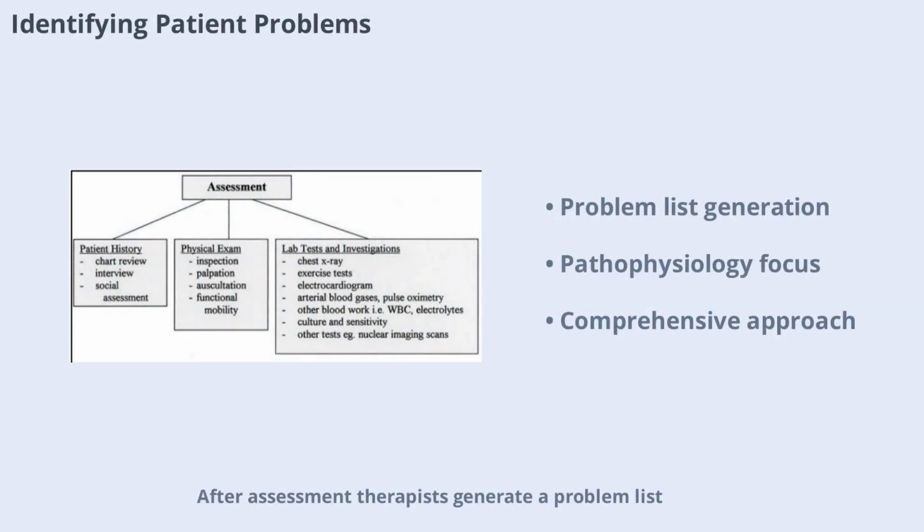After assessment, therapists generate a problem list. This list includes issues directly related to the patient's pathophysiology that can be improved with physical therapy, as well as other concerns that may affect recovery. Examples include poor gas exchange, decreased mobility, pain, retained secretions, and altered cognitive status. Recognizing these problems is essential for setting meaningful treatment goals and prioritizing interventions.